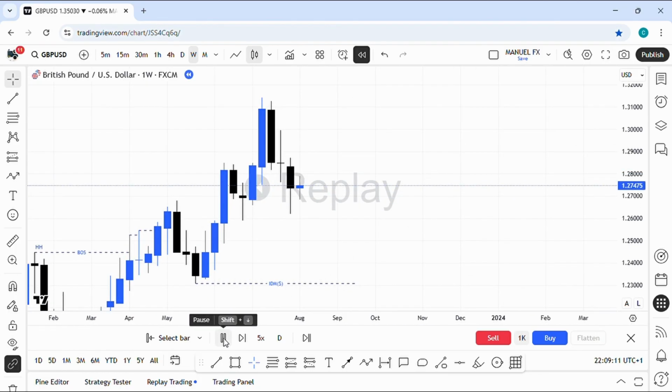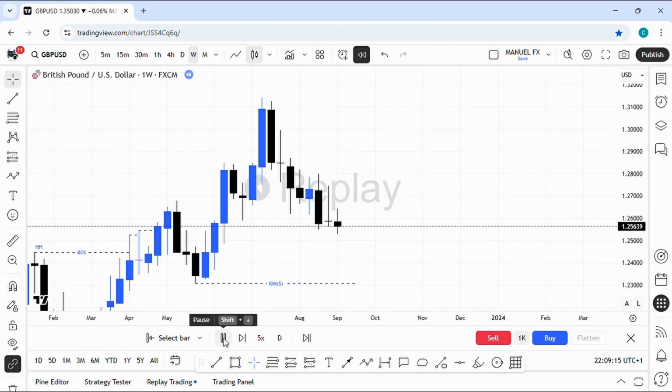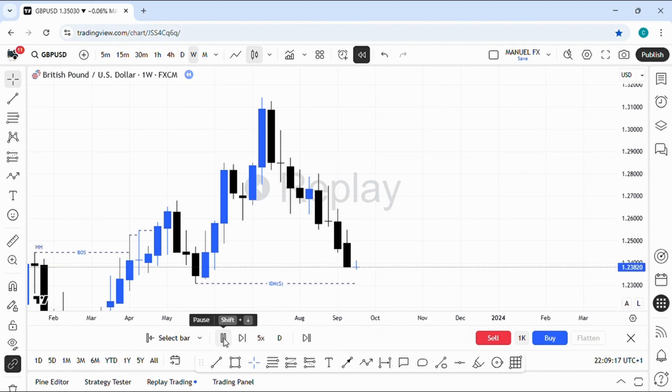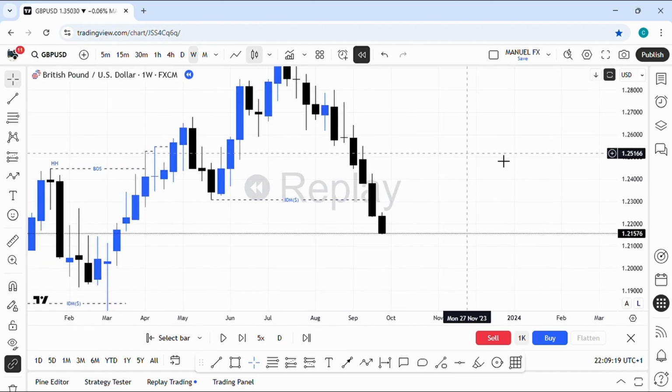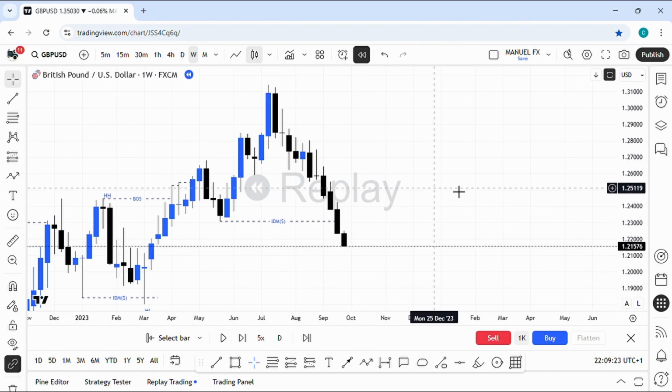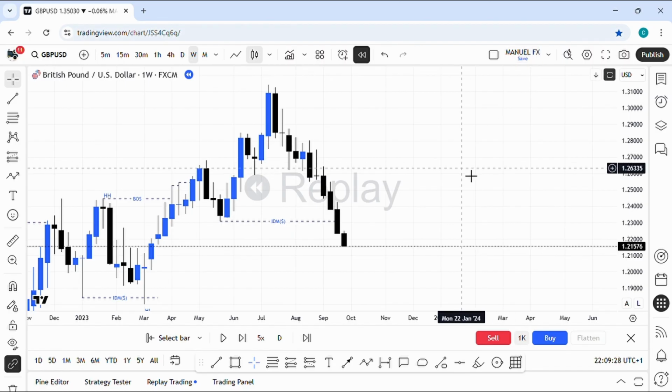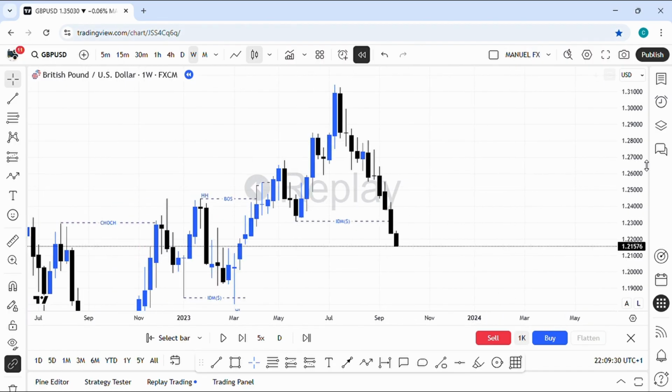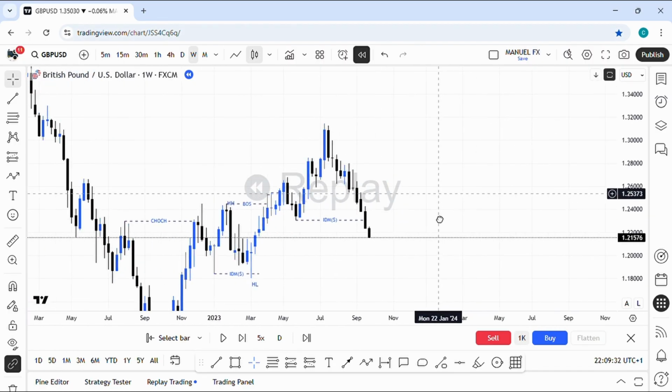You see what price did? Exactly. Price came back and took out my inducement. This is clean price action. It is a clean price action. Now price has taken out my inducement.